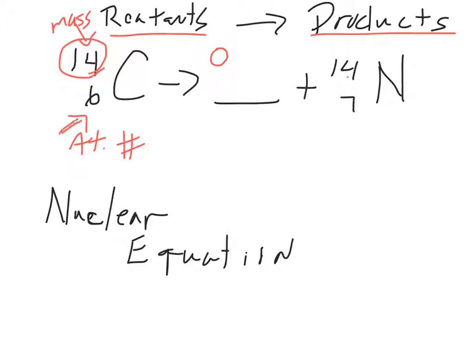Now my atomic number, same thing. It's a 6. 7 plus what will give me 6? A -1. So you'll have a -1. And that's going to be this particle.